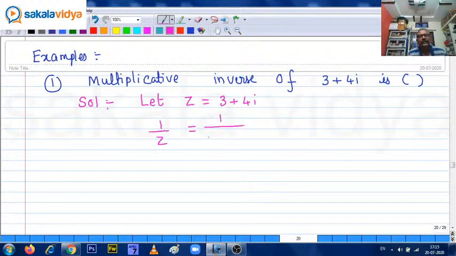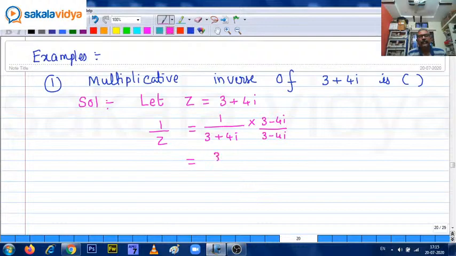1 upon 3 plus 4i. But what we need to do? Now we need to conjugate. Conjugate means multiply with the conjugate complex number. That is 3 minus 4i. Am I correct now? 3 minus 4i.